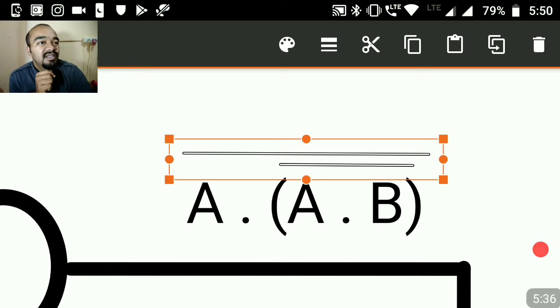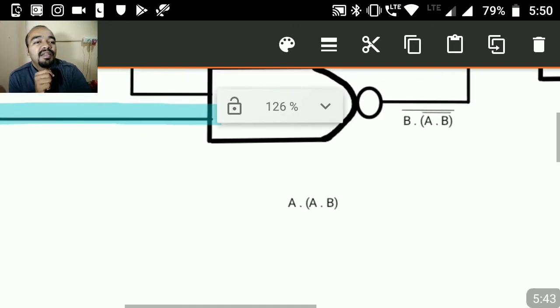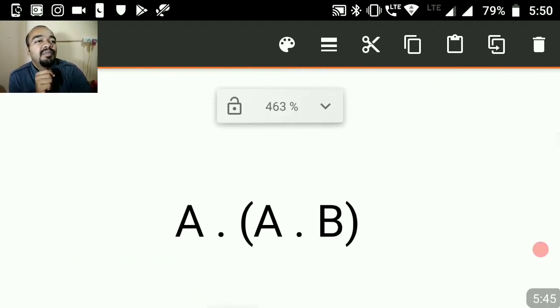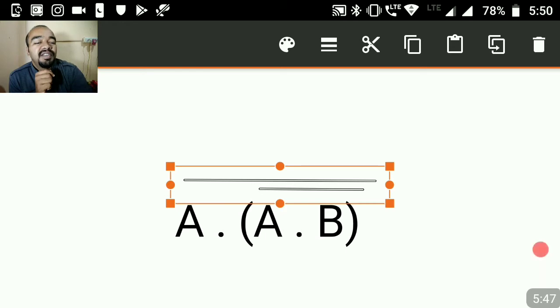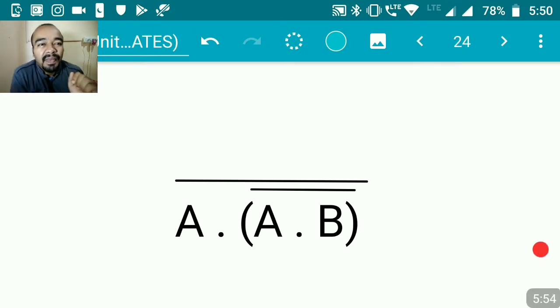I'm just taking this, copy. Okay, zoom in and let me paste it. A little left, done. So this is the equation that we have.